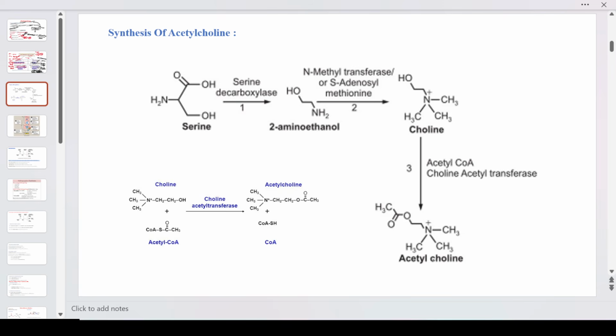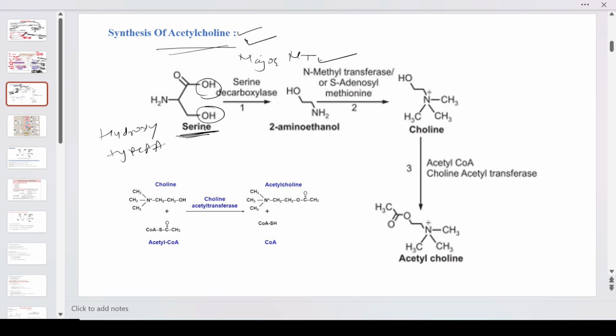Now, coming towards the main part of our discussion, how this acetylcholine, the major neurotransmitter of cholinergic system, is synthesized. So we have to study how this acetylcholine is synthesized. Acetylcholine is basically synthesized from the main amino acid, which is serine. This amino acid serine is a hydroxy type of amino acid, because as you can see here, hydroxy groups are present.